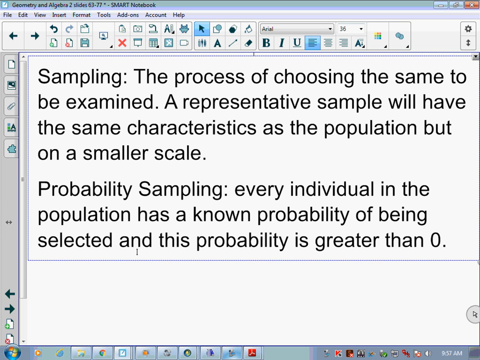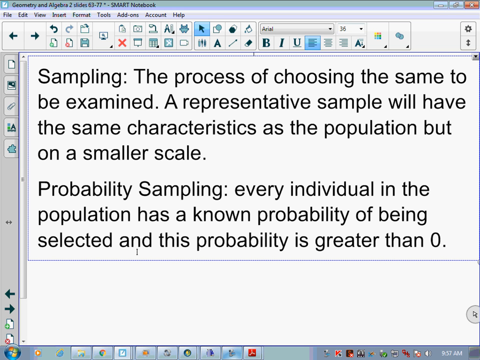Sampling, that's different than a sample. Sampling and a sample are two different things. A sample is this group of people. Sampling is the process by which I get this group of people, the process of choosing the sample to be examined. A representative sample will have the same characteristics as the population, but on a smaller scale, as I've just described.